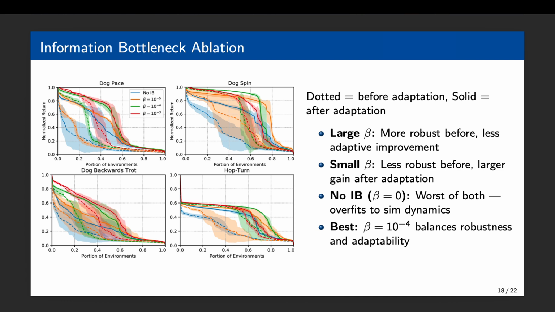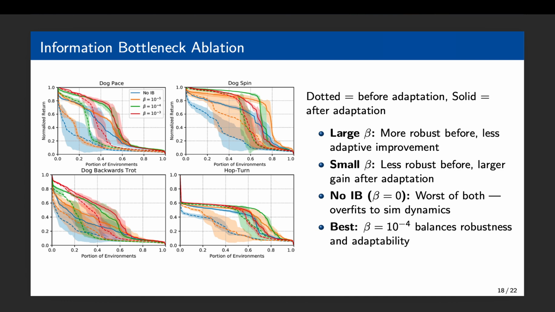This ablation experiment studies the effect of the information bottleneck coefficient beta. The dotted line shows performance before adaptation, and the solid line shows performance after. You can observe the trade-off clearly. Larger beta values start with higher pre-adaptation performance. These policies are most robust but show less improvement after adaptation because the policy does not rely much on Z to begin with.